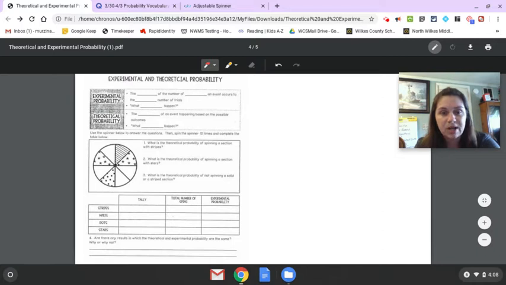So what is the theoretical probability of spinning a section with stripes? Well, theoretically, your chance of landing on a stripe is 1 out of 8 because there are 8 sections there. So the theoretical probability of spinning a section with stripes is 1 out of 8, and that's about 13%.